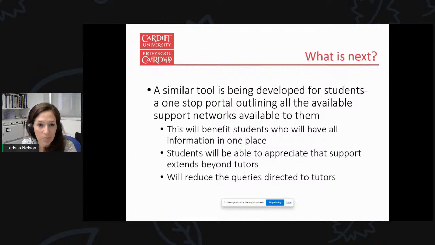I'm conscious of time, we've got a minute left. So what is next? Off the back of this positive feedback, we have been working on a similar toolkit for students, providing a student interface, a one-stop portal outlining all of the available support, so that they realize it's not just their personal tutors they can go to. The aim is to benefit students by having all the information in one place. They'll be able to understand and appreciate the network of support that the personal tutor system lies within, so the plan is that this will reduce the queries directed to the tutors because students will have a better idea of where else to go for help and support.